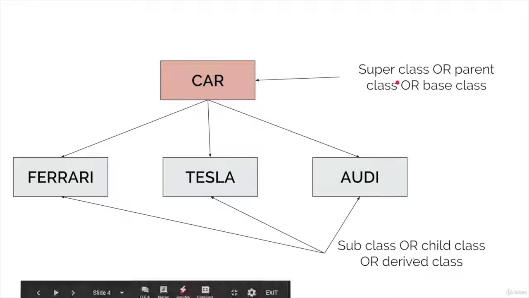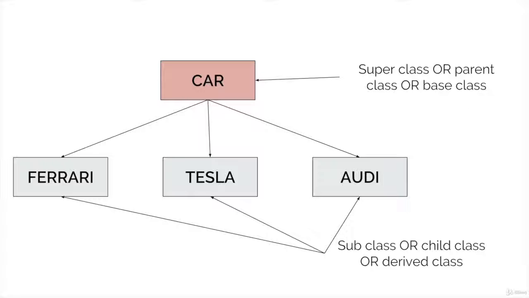Different people will use different terminologies in the world of object oriented programming. Some might call it superclass, some might call it base class, some might call it parent class. So it's important to know that all three of them mean the same.